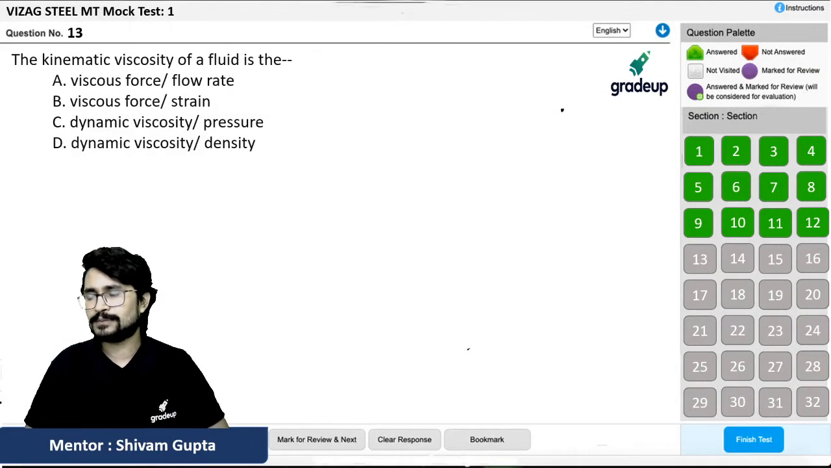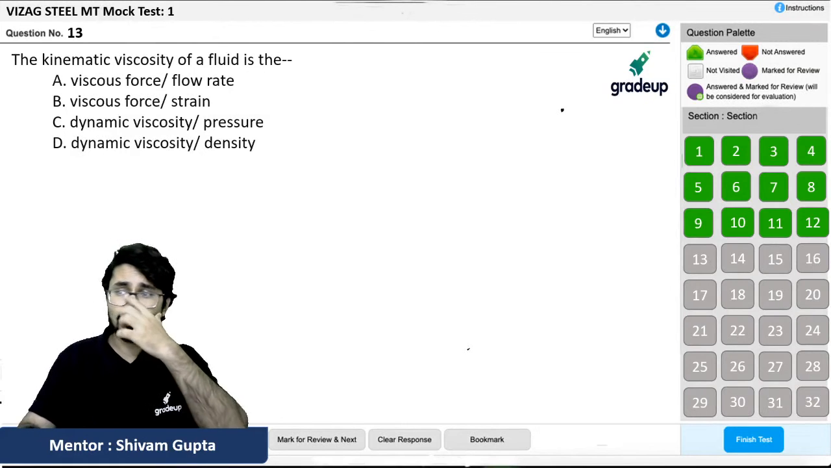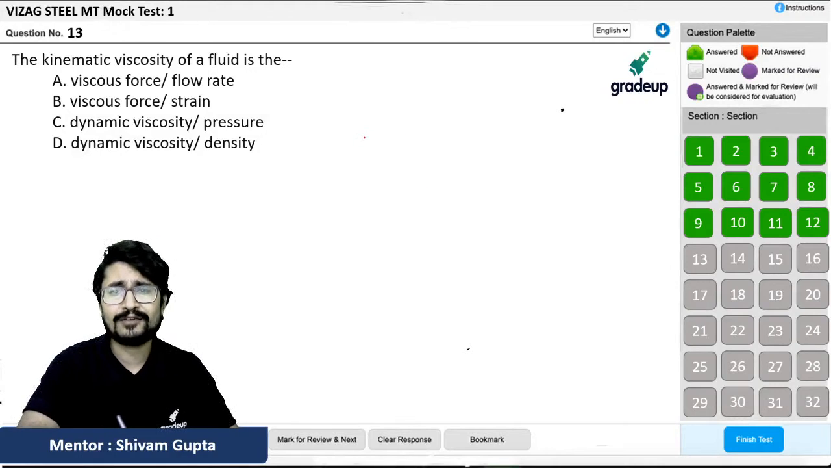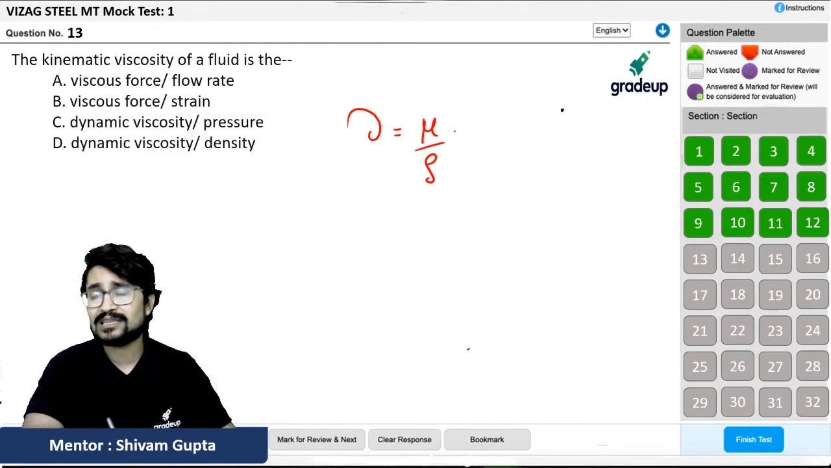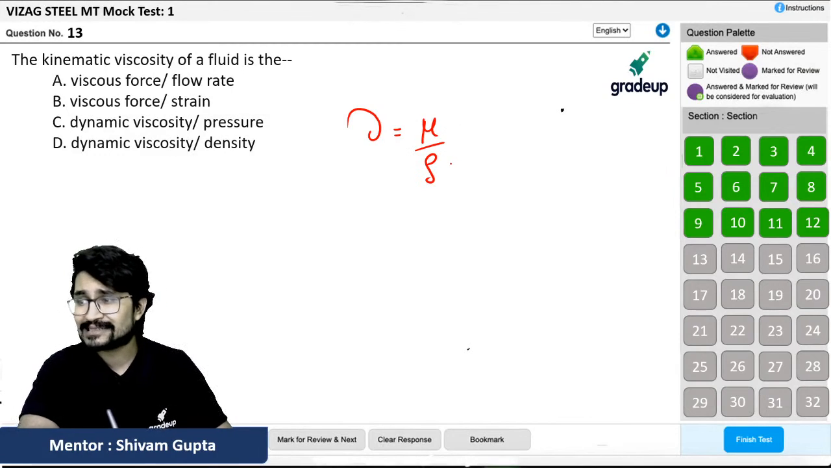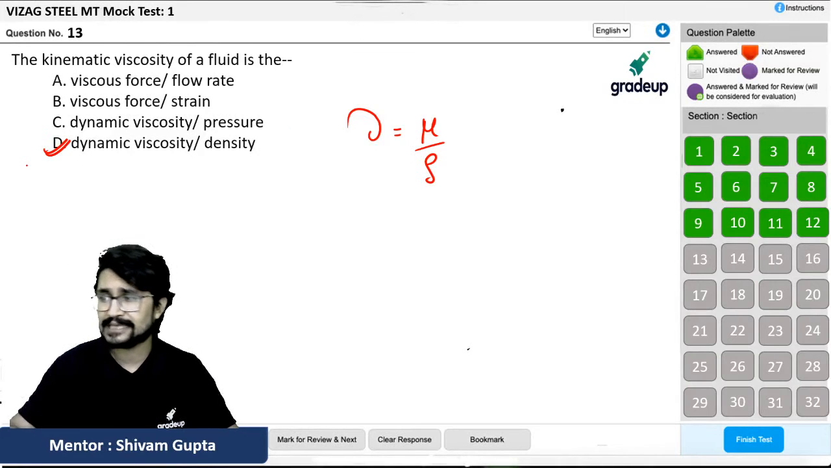What will be the answer for this question? You all know that kinematic viscosity is denoted by nu, and it is equal to mu by rho. It is the ratio of dynamic viscosity divided by density, that is mass density, and the answer for this question will be option number D.